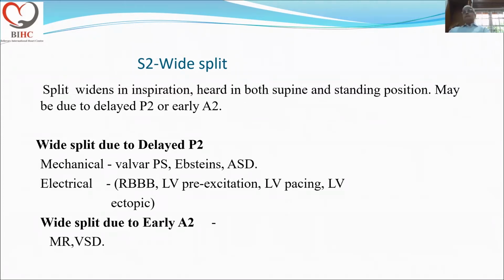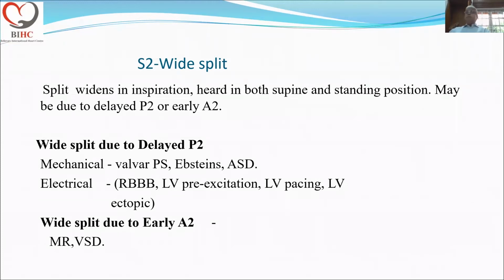It can be electrical because the onset of activation of the RV is later than normal. In a right bundle branch block, it is the left ventricle which is excited first. Or if you're pacing the left ventricle, it is the left ventricle, obviously, which will get paced first. If you have a WPW syndrome, a pre-excitation pathway which pre-excites the left-sided ventricle first, the RV is getting excited later. In all these instances, the P2 is delayed, and these are electrical reasons for delay in P2.